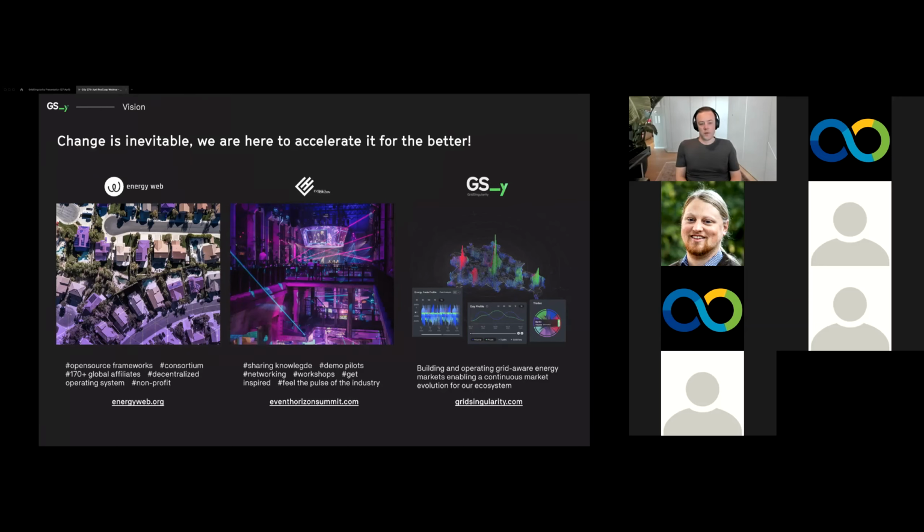And what I'm going to talk about in the next few slides is what we do at GridSingularity. While we were building the Energy Web Foundation, we had a small team of researchers analyzing how we could advance the energy market design so that anyone can participate in markets, so that the smallest asset can participate in markets with at least the same degrees of freedom as any sophisticated energy trader.